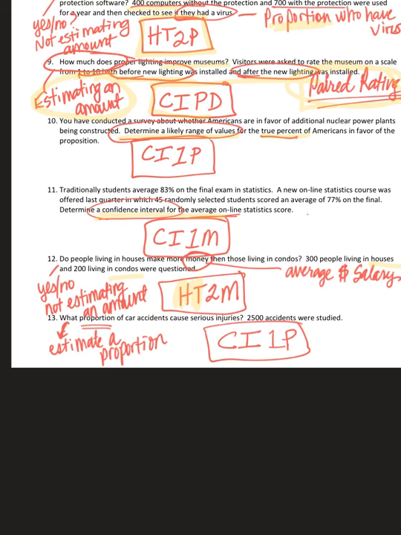And the last one, what proportion of car accidents cause serious injuries? So you're going to take one proportion. You're going to estimate one proportion. I'm estimating what that number is. That's a confidence interval. Okay?